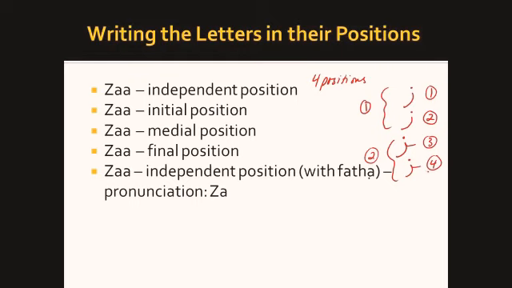Now, if we look at the za with a fatha, we're going to write it like this. So in the independent and the initial positions, again, the za looks like this. But the fatha, we write it above the letter like that. It's a dash that we write above the letter, and we pronounce it za, like that. And in the medial and in the final positions, the za looks like this, the dot, and we write it again like that. And this is the sound that we make here is za.